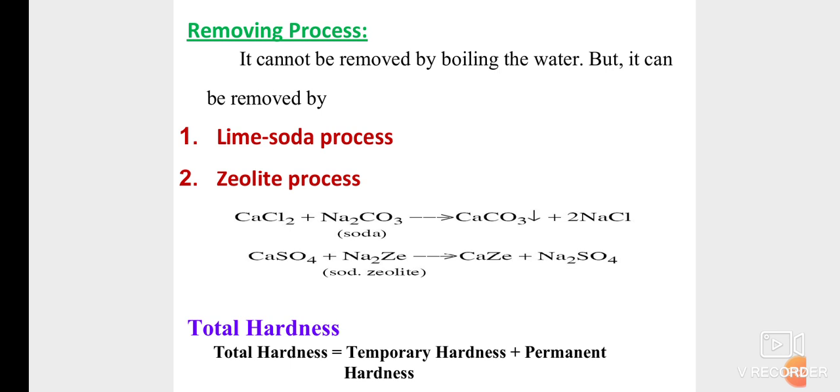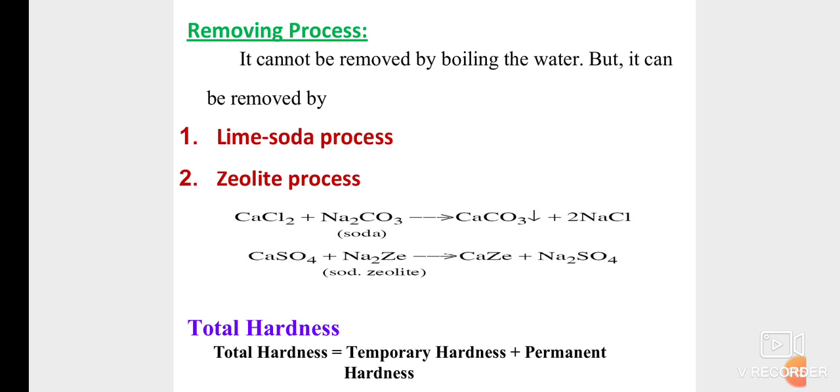Okay. So now we have discussed the meaning of temporary hardness and the meaning of permanent hardness. The temporary hardness producing salts are the bicarbonate salts of calcium and magnesium. Example: calcium bicarbonate, magnesium bicarbonate, calcium carbonate, magnesium carbonate. So these four salts are the temporary hardness producing salts.